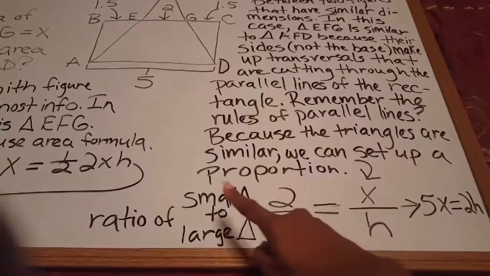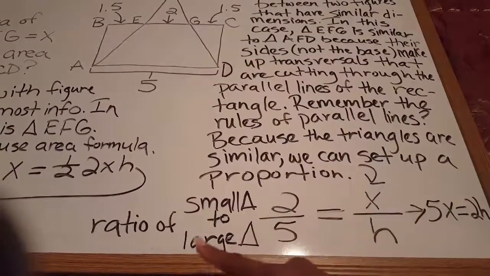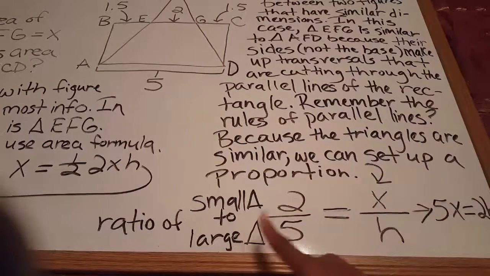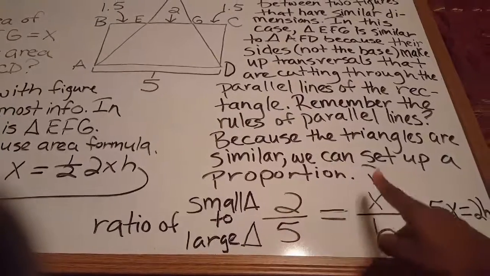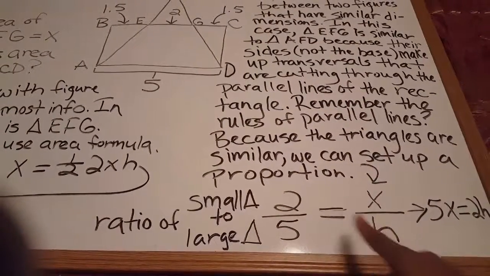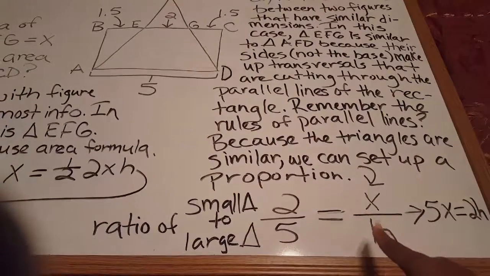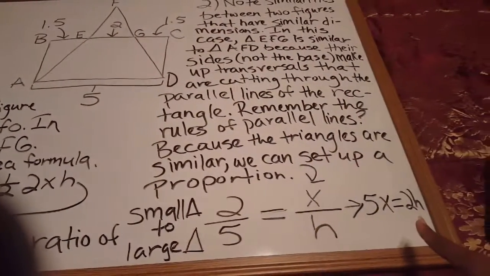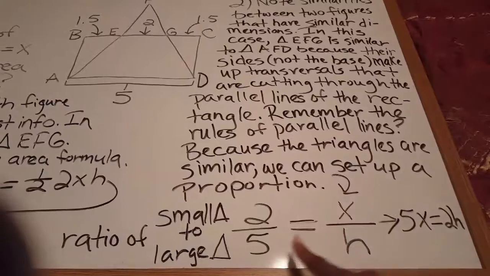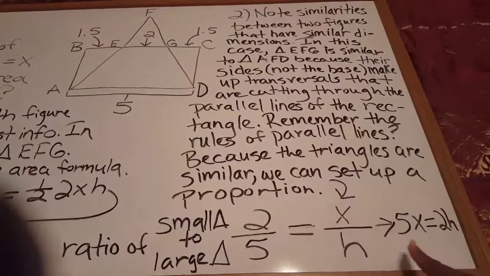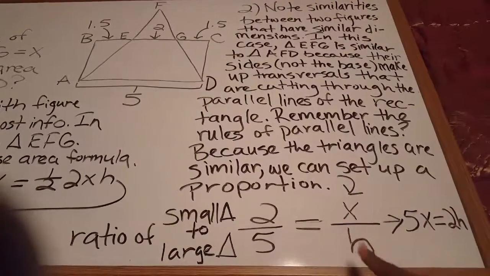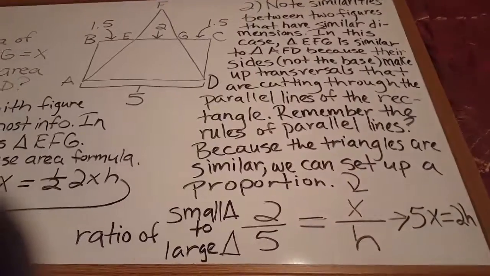Okay, and a proportion again is when you set up two ratios, so basically two fractions that equal the same. So the values would equal the exact same. So that's called a proportion. The next step of proportion is to do cross multiplication. So here I'm doing 5 times x is 5x, and then I have 2 times h is 2h.